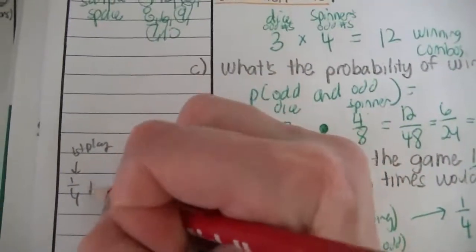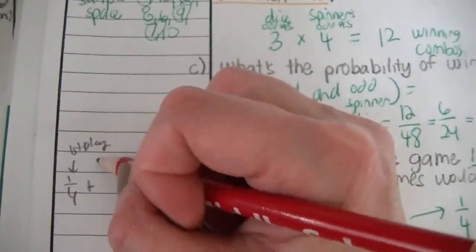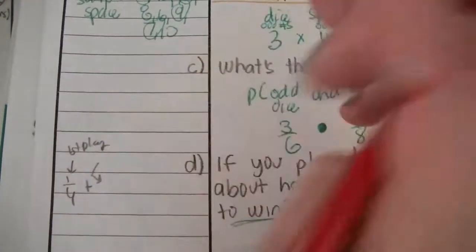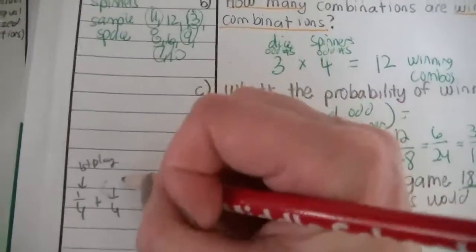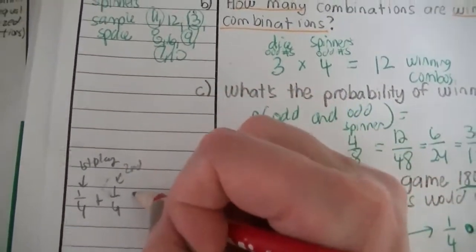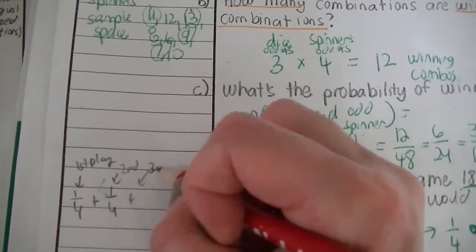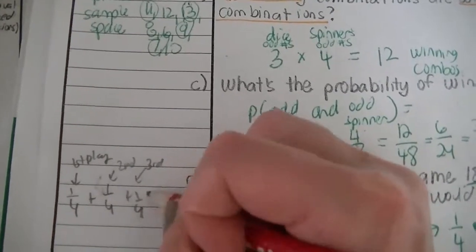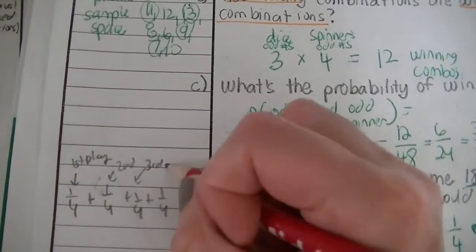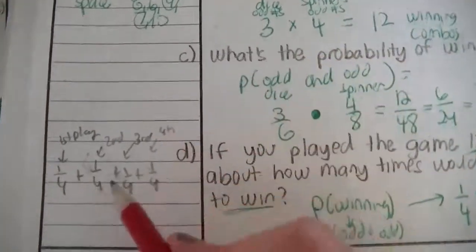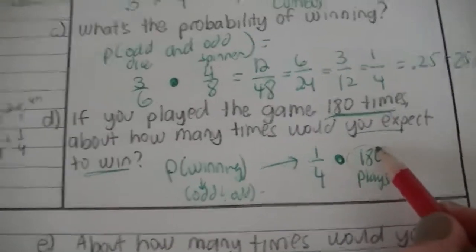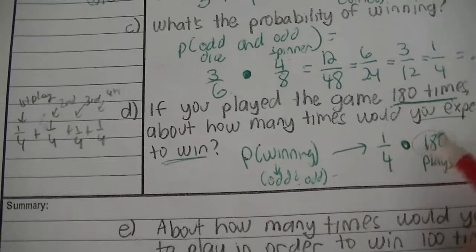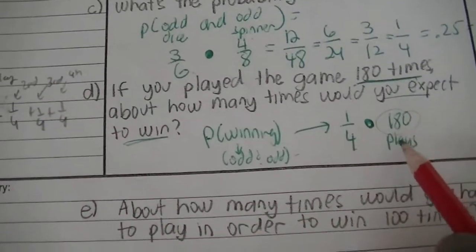And then your second play, oops, that's a weird arrow. The second time you play it, the next time you spin both of them, what's your chance of winning? Well, 1/4. That's the second play. And then you're going to play it a third time. What's the chance of winning? Well, 1/4. And the fourth time, what's the chance of winning? 1/4. See how we would have to add 1/4 to itself 180 times? Well, since multiplication is repeated addition, we can just multiply, okay?